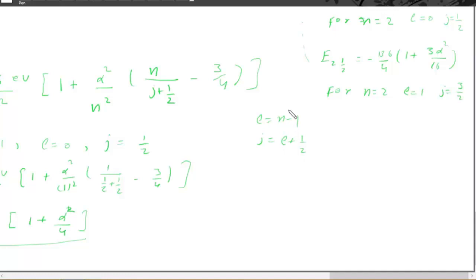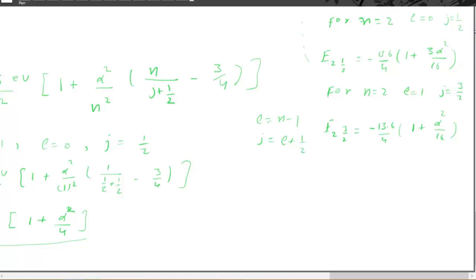We use these equations. Okay, then the energy E2,3/2 we can write directly as minus 13.6 divided by 4 times 1 plus alpha squared divided by 16. Okay, and this value is 3 times greater than this value. Here it is 3 divided by 16 and here it is 1 over 16.